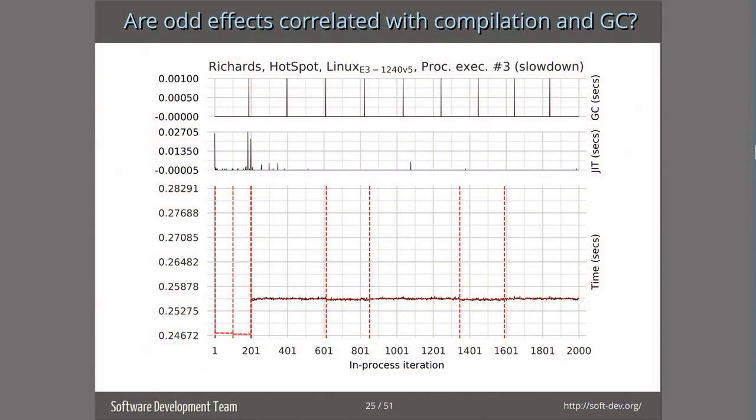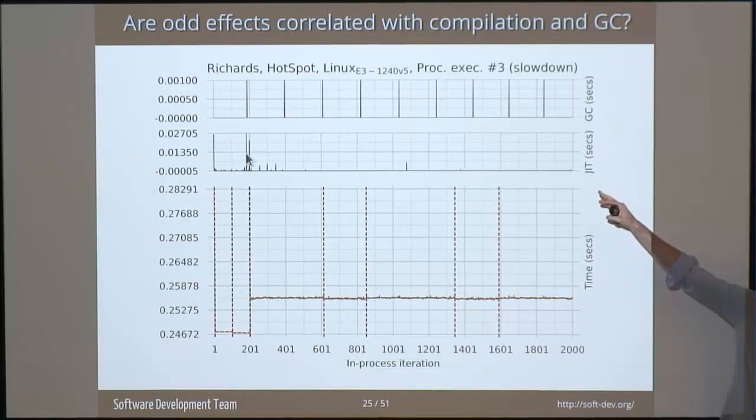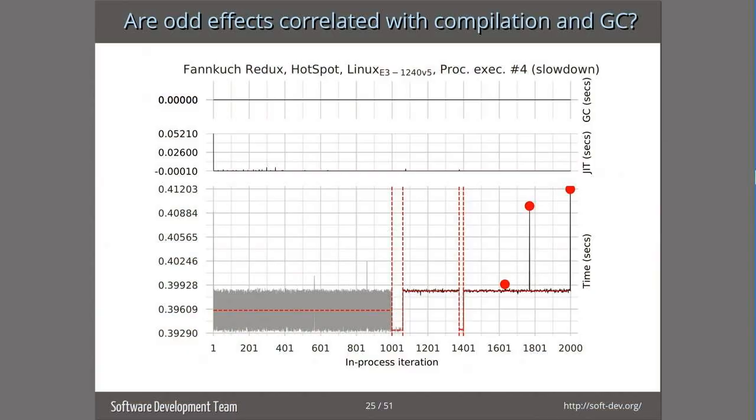Here is Richards. So this is the one that slowed down. And just before the slowdown happens, you can see there are a couple of JIT compilation events. Probably either the second tier compiler in HotSpot kicked in, or it just reprofiled and decided to run with more aggressive optimizations, which actually did a worse job. So it doesn't tell you exactly where to look, but at least you know it's probably something to do with the JIT compiled code.